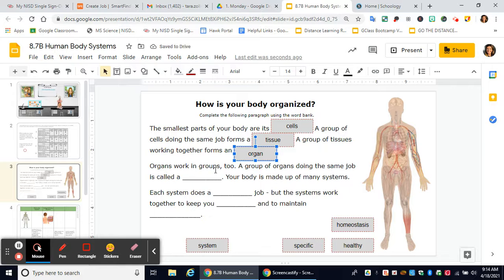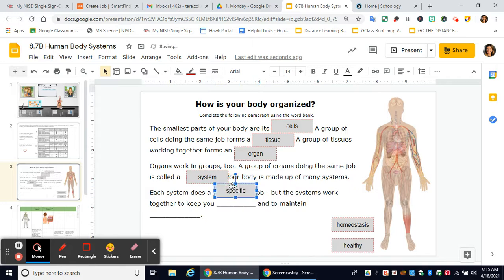Organs work in groups too. A group of organs doing the same job is called a system. Your body is made up of many systems. Each system does a specific job. But the systems work together to keep you healthy and maintain homeostasis.